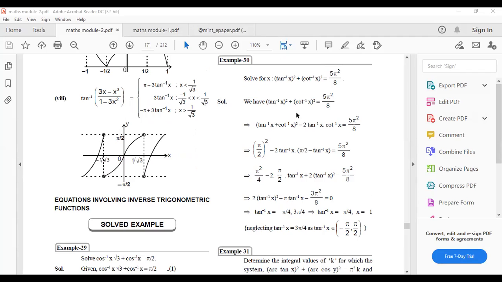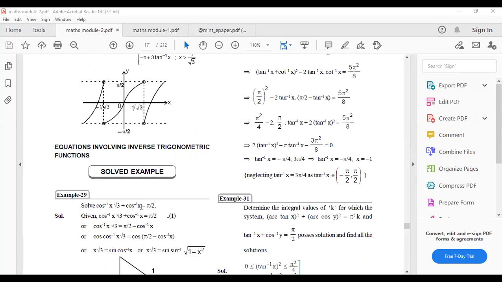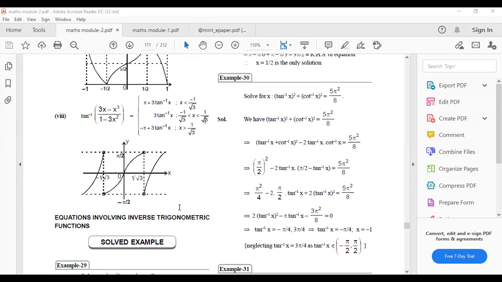Please look at this example number 30. I guess I had only discussed the first question yesterday: cos inverse x root 3 plus cos inverse x equal to pi by 2. We'll have a little bit more idea about how to solve these equations. Look at example number 30.